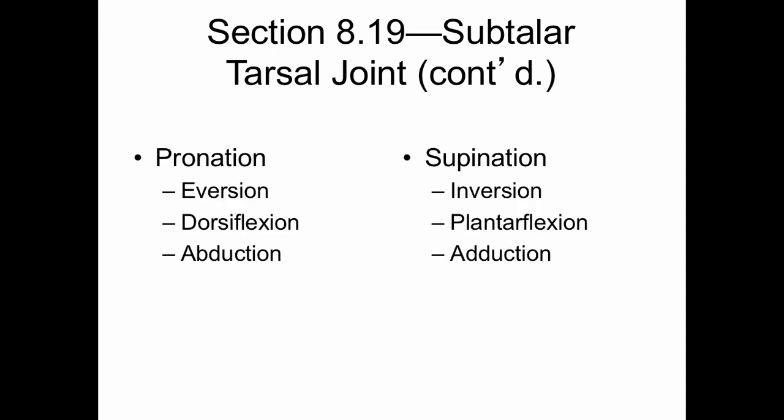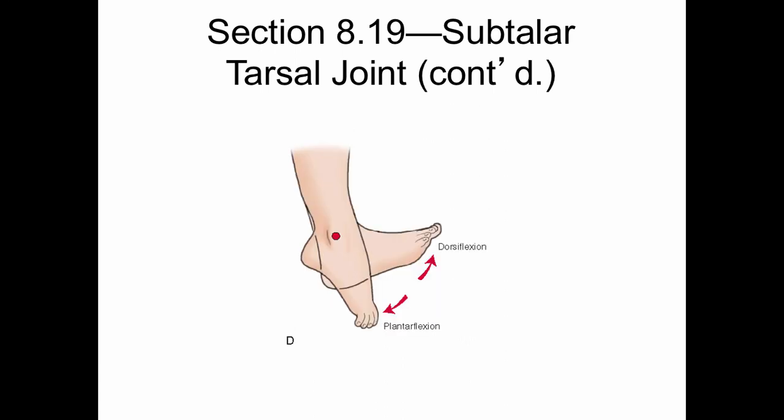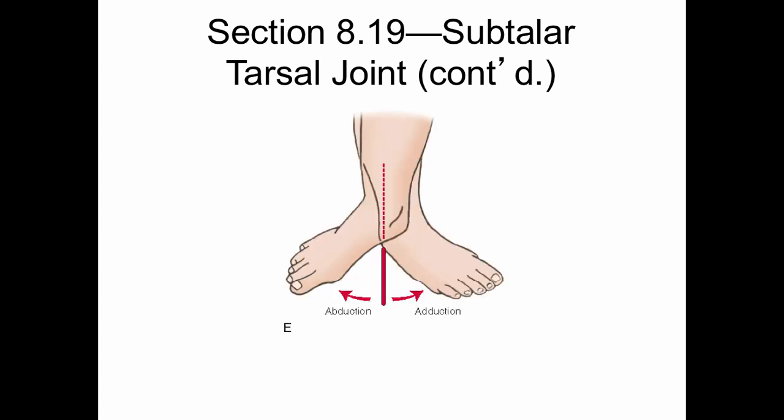Different sources describe subtalar motion differently, but while some say eversion is pronation and inversion is supination, this technically is untrue. Eversion and inversion are the principal cardinal plane components of the larger pronation and supination actions. Figure C illustrates the frontal plane components of inversion and eversion. Figure D illustrates the sagittal plane components of dorsiflexion and plantar flexion. Figure E illustrates the transverse plane components of abduction and adduction.